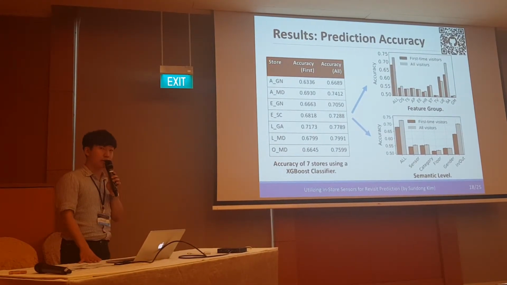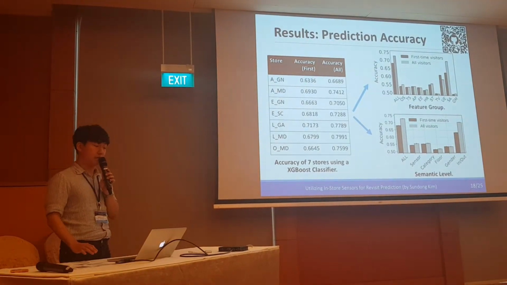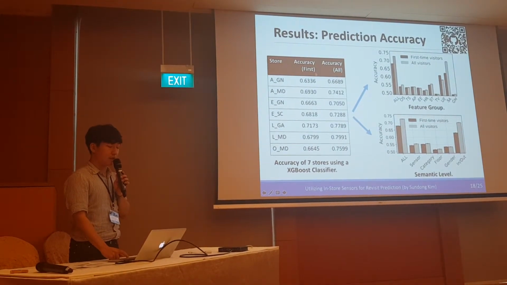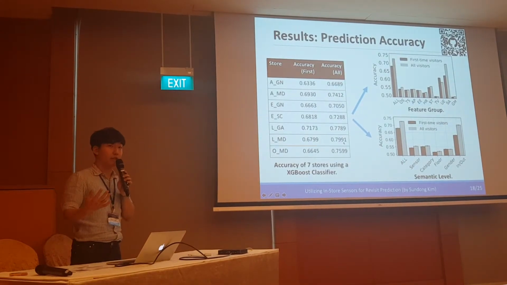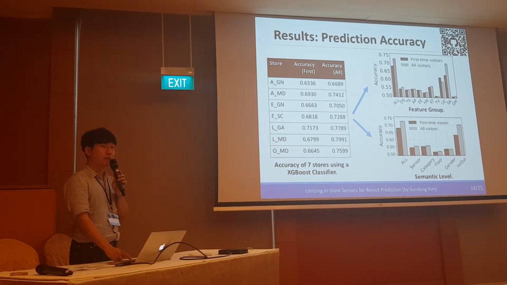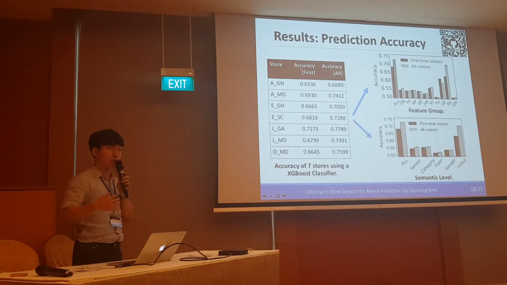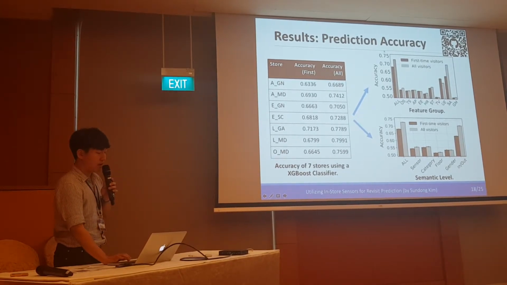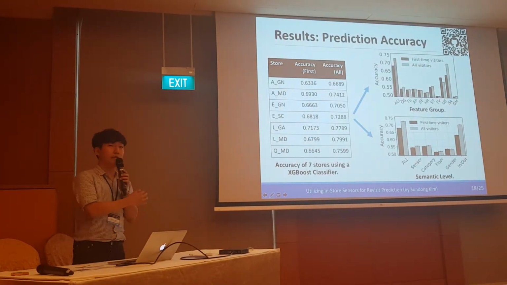Here's our prediction accuracy. We downsampled our data set into 1 to 1, so the binary prediction accuracy baseline is 50%. And interestingly, we achieve around 67 to 80% for all visitors, predicting their revisit. We also achieve 64 to 72% even when they don't have any historical data, which means a prediction for first-time visitors. We also introduced the predictive power of each feature group and the semantic level of our features.